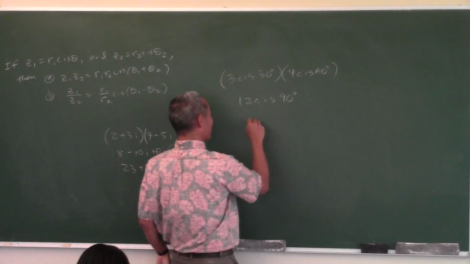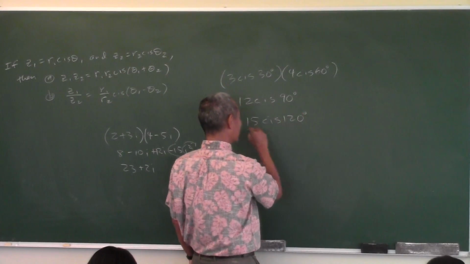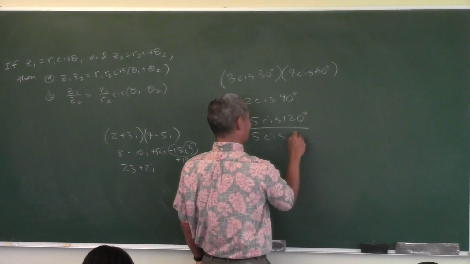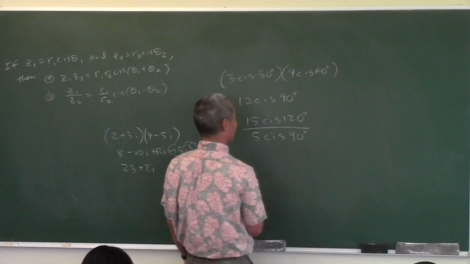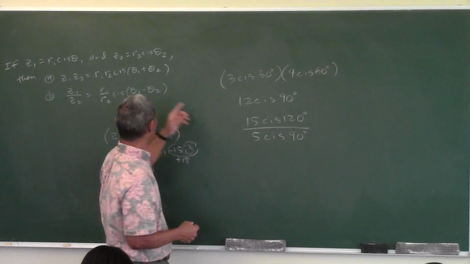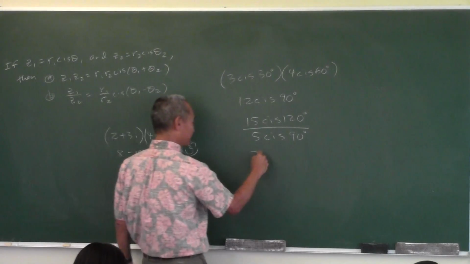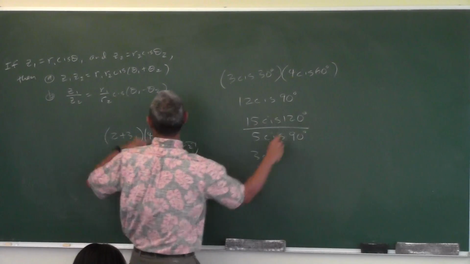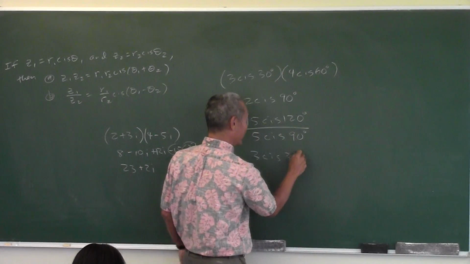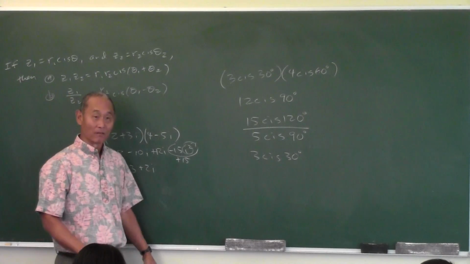Like what if you had 15 cis 120 degrees divided by 5 cis 90 degrees? What would your answer be? What do you do with the r's? Look at this second theorem. You divide them. And what do you do with the two angles? You subtract them. What's 120 minus 90? 30. Finished. That's it. It's that simple.